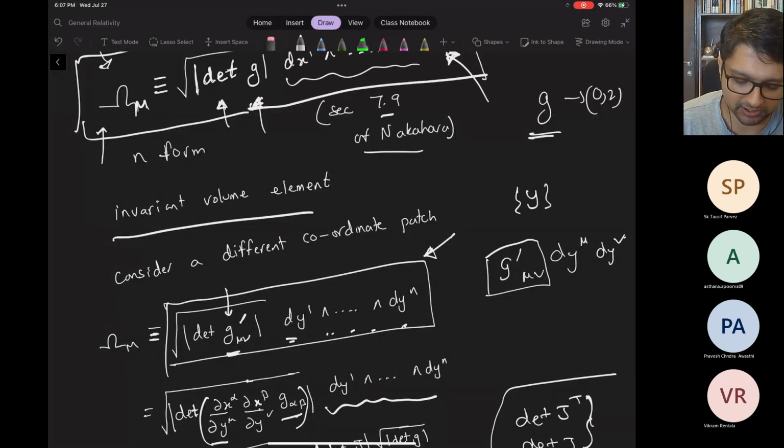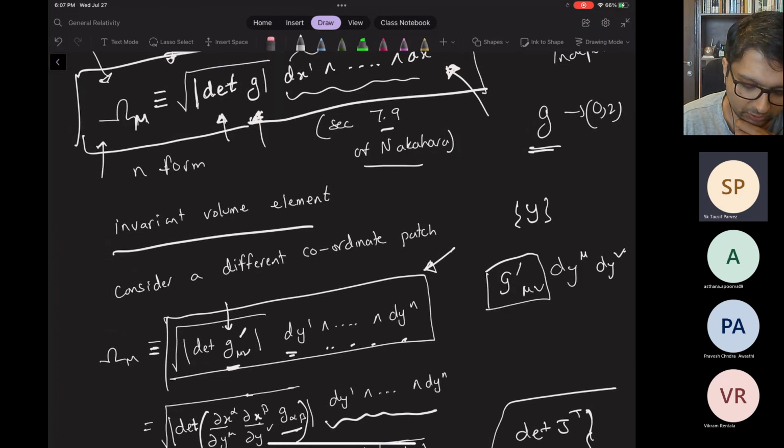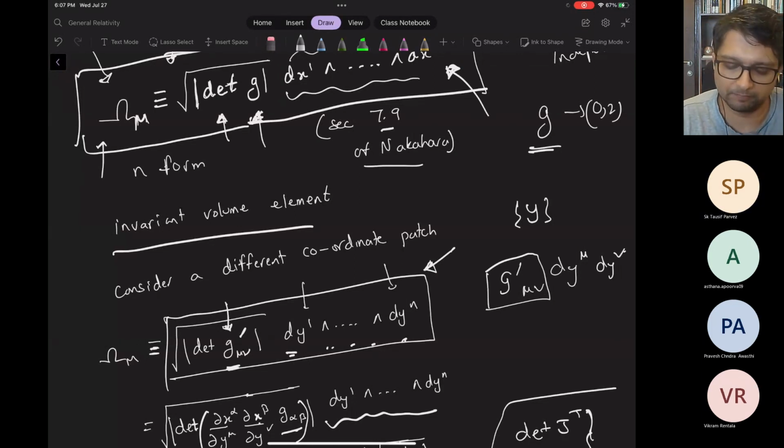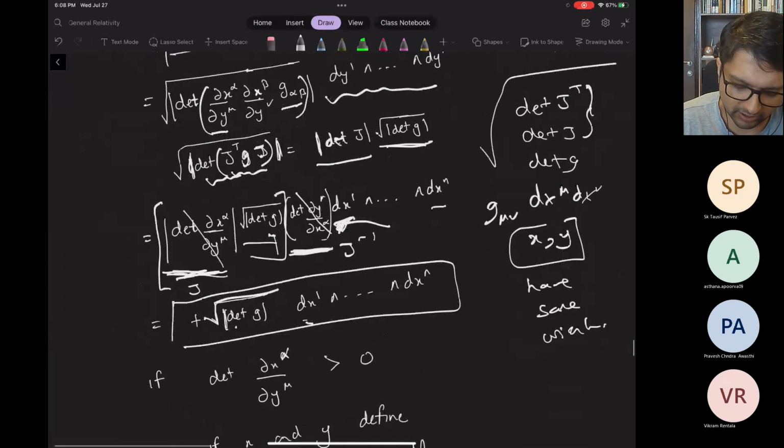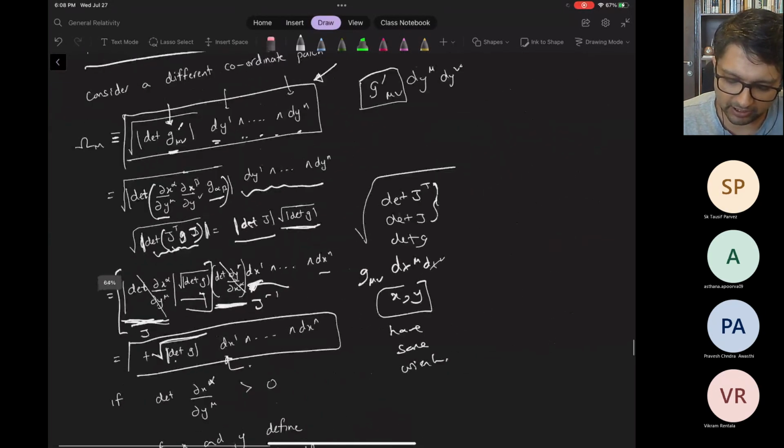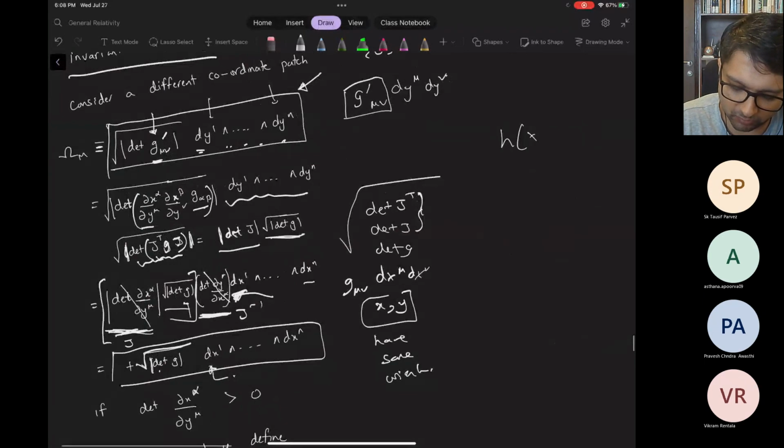So using the coordinate system y, I use the rule that I have to take the determinant of g and dy1 wedge dot dot dot wedge dyn. Yes, that is just from the rule. In the same patch, two different coordinates. Okay. And then I use a different rule to write this. But see, it's not guaranteed when I switch from one to another, right?